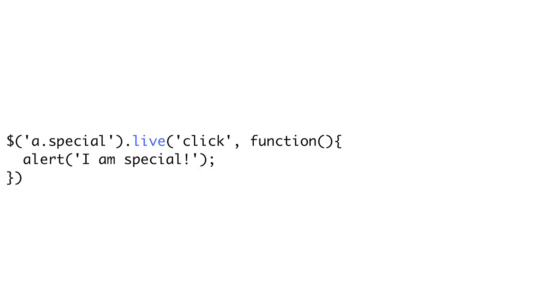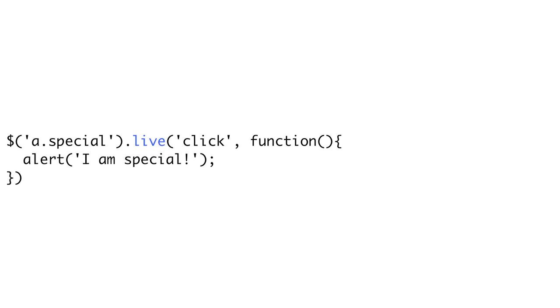If you want your event listeners to work on elements that are dynamically added to the page afterwards, then the live method is what you want to use. The live method works a lot like the bind method. You pass it a type of event you want to listen for and a function to call when the event is fired. The difference is live will call your event listener for any element that matches your selector, not just the ones that were on the page when you set it up.